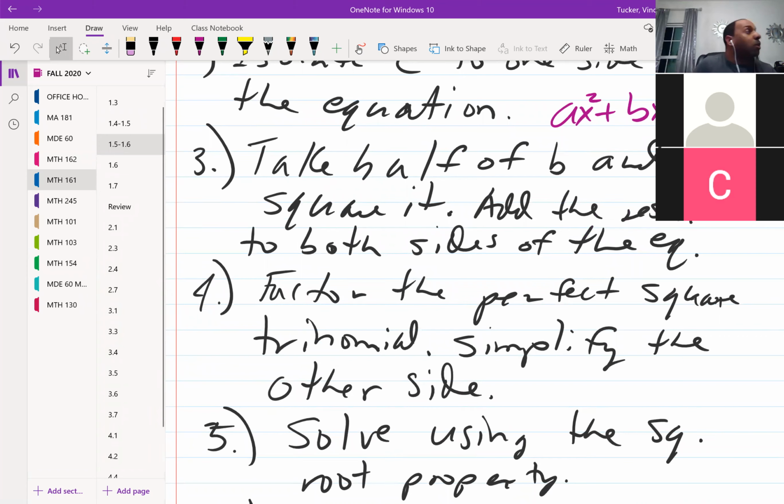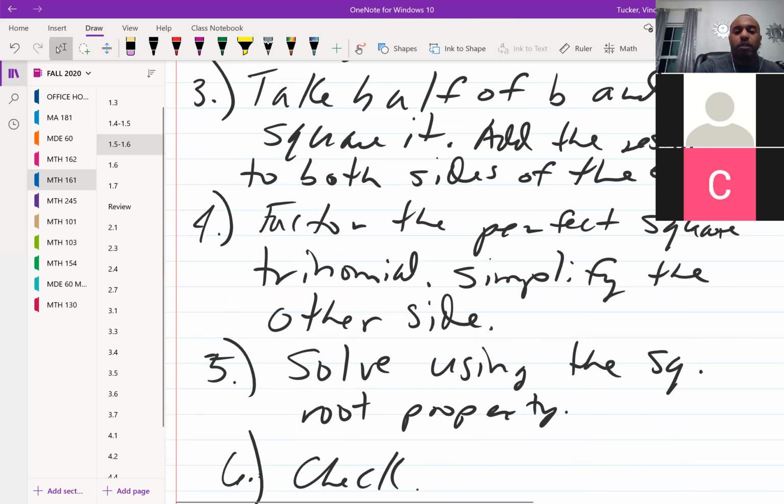Step 5, you're going to solve using the square root property. And step 6 is check.